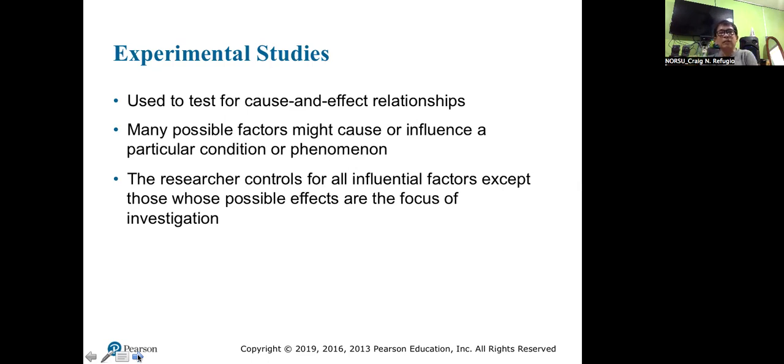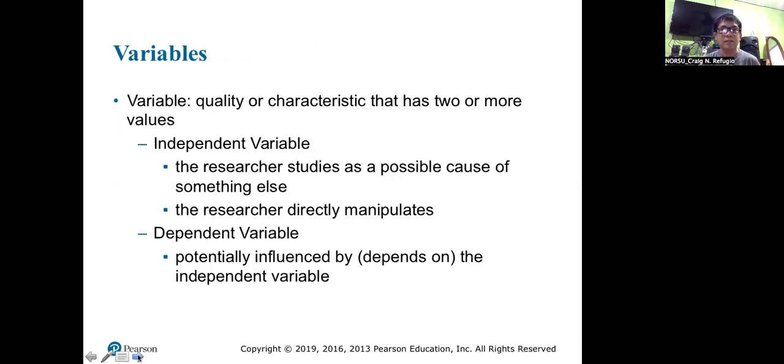Many possible factors might cause or influence a particular condition or phenomenon. You look at a condition, you look at a phenomenon, and you want to find out what are the possible causes of this phenomenon or of this condition. That's why you're going to undergo experimentation. The researcher controls for all influential factors except those possible effects that are the focus of the investigation. So we have some controls of the variables involved in the study. As a researcher, you have the control of those different factors involved in the experimental research design.